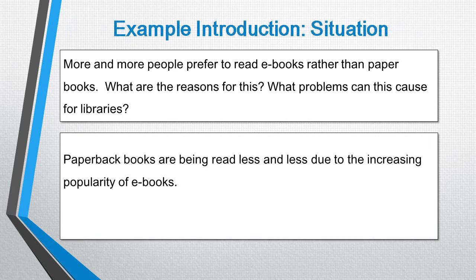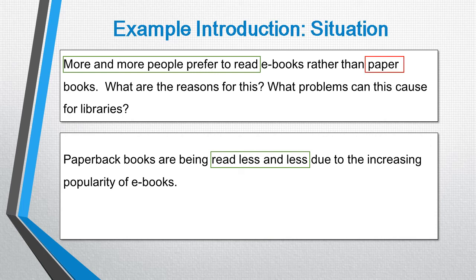Of course, we need to start by rephrasing the question, and you'll see that more and more people prefer to read is changed to paperback books being read less and less. Paper books has also been changed to paperback books. And as you can see, we have changed the order that the information is given in this sentence. Again, that's showing good control of grammar and good accuracy.